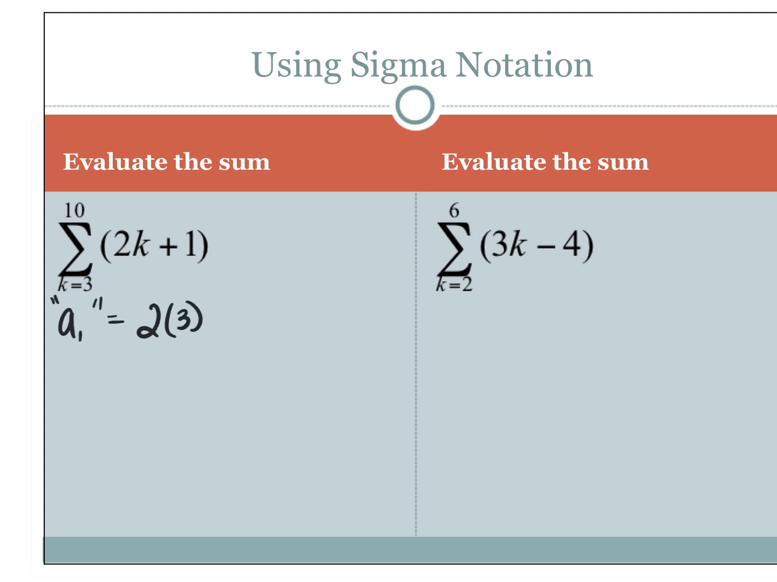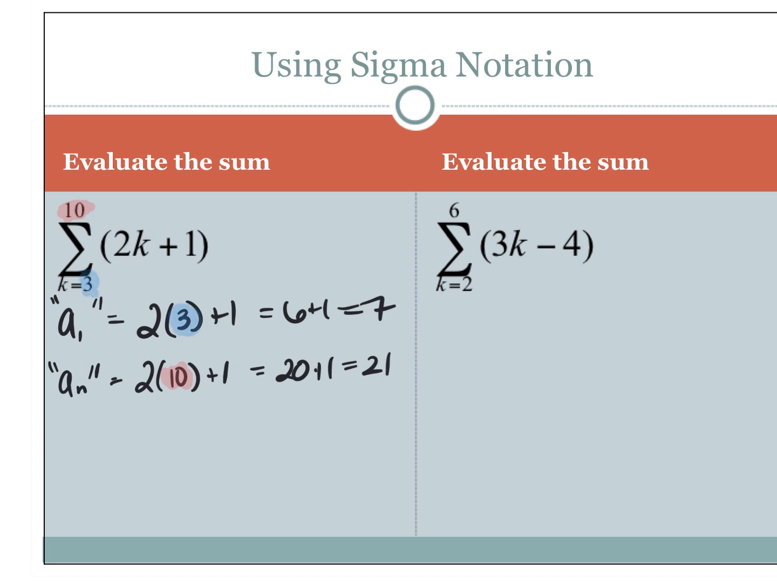2 times 3 plus 1 is 6 plus 1, which equals 7. And to find my AN, I'm going to plug in the number on top, 2 times 10 plus 1, which is 20 plus 1, 21. So my top term is what I plug in to find AN, and my bottom term is what I plug in to find A1.